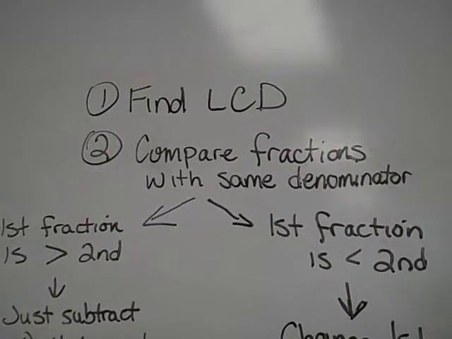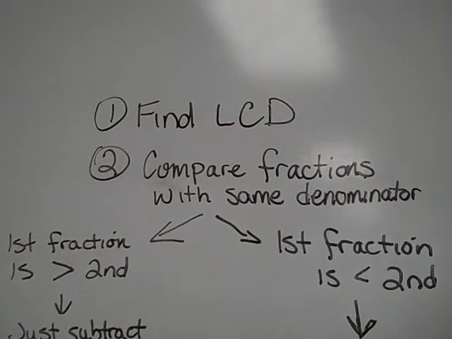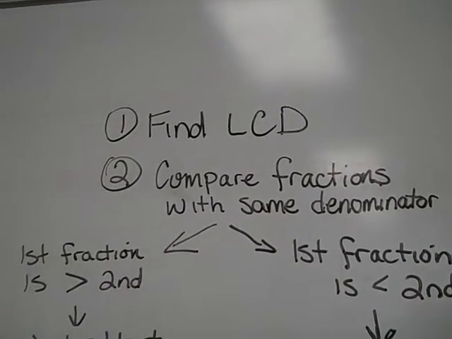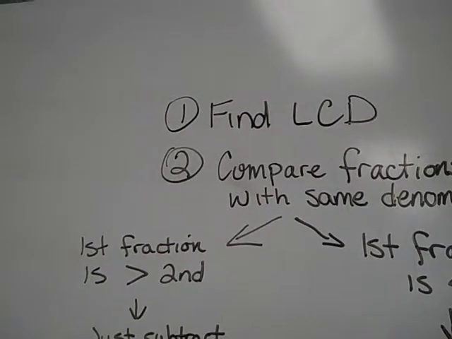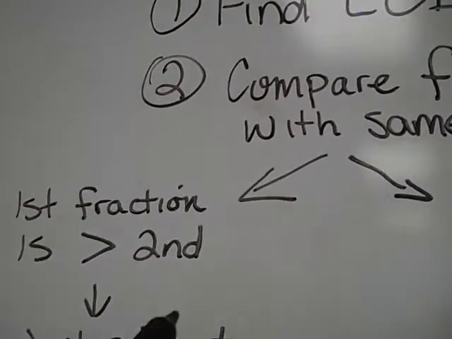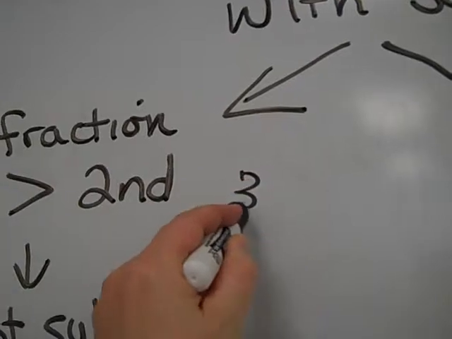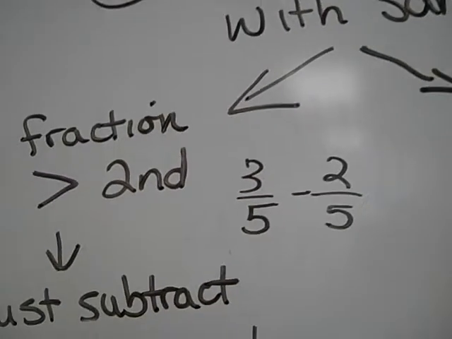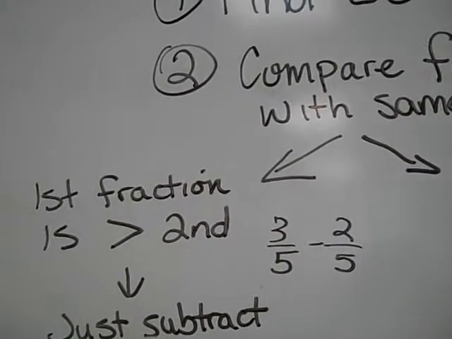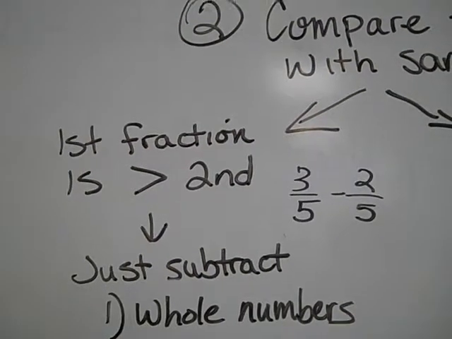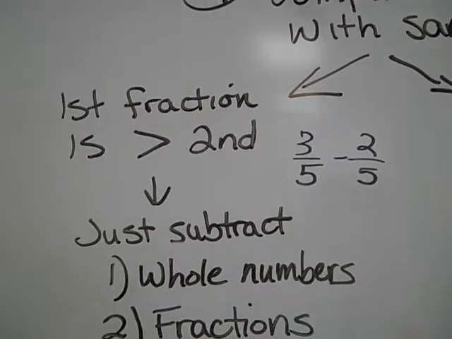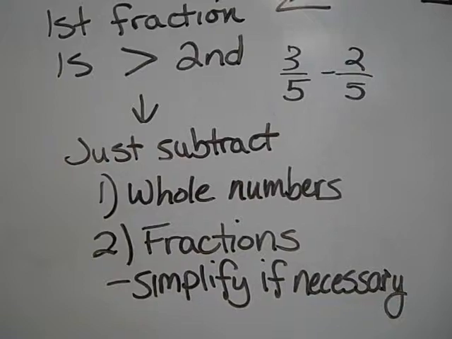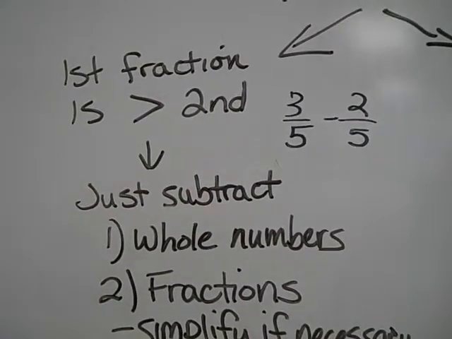The first thing you're going to want to do is find the least common denominator for your fractions. And then the second step would be to compare them now that they have the same denominator. If the first fraction is larger than the second, for example, if you had 3/5 minus 2/5, well, 3 out of 5 pieces of pizza is going to fill you up better than 2 out of 5 pieces of pizza. We would just subtract. You would take any whole numbers you have and subtract those, and you would subtract your fractions. If you need to simplify it or reduce it, you can do that. And so that part's pretty straightforward.